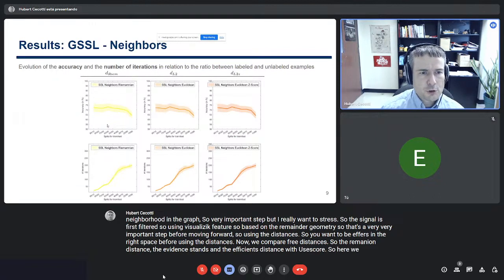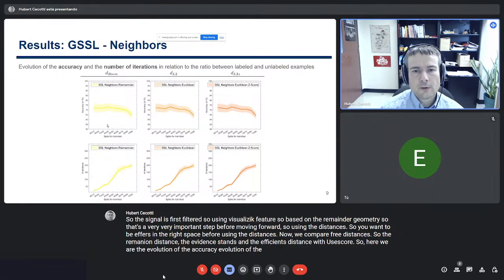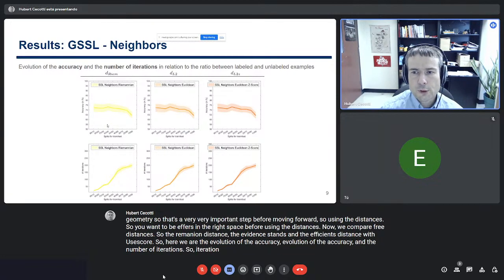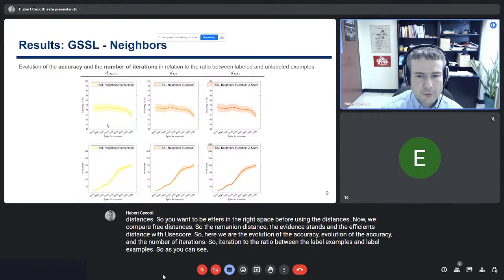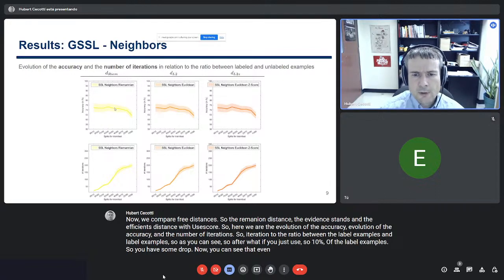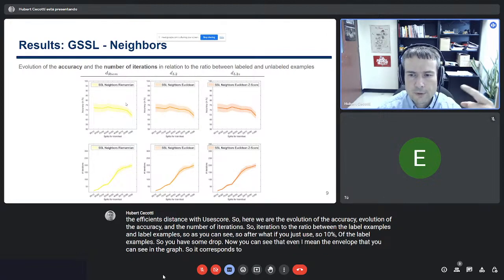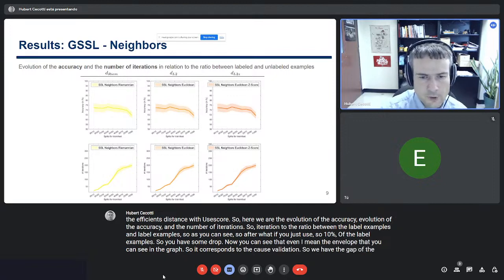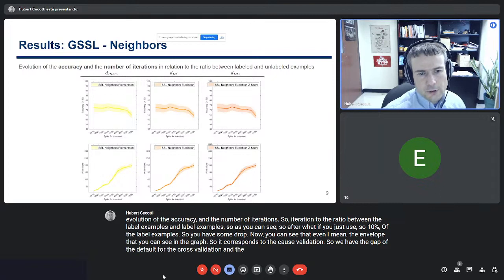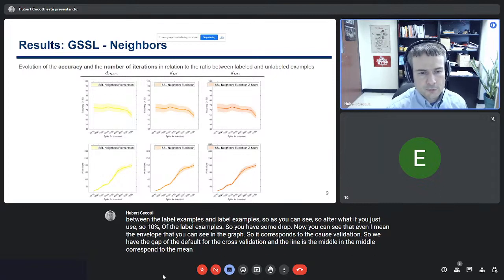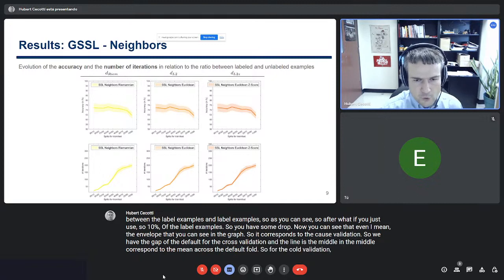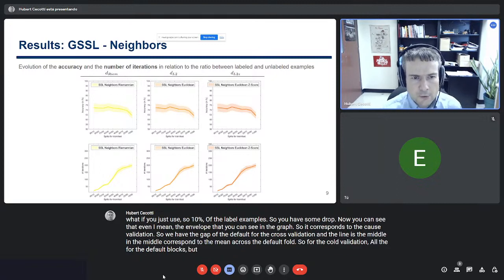Here we have the evolution of the accuracy and the number of iterations, in relation to the ratio between the labeled and the unlabeled examples. As you can see, if you just use 10% of the labeled examples, we have some drop. The envelope that you can see in the graph corresponds to the cross-validation. We have the gap across the different folds, and the line in the middle corresponds to the mean across the different folds, for the different blocks that we are considering.